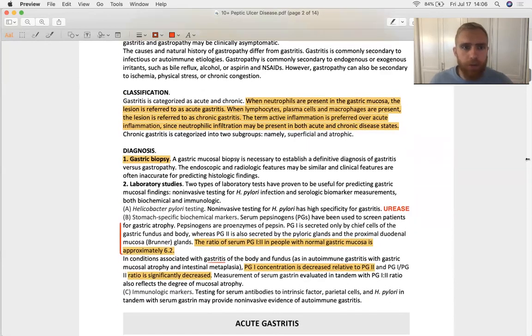Gastritis is most commonly due to Helicobacter pylori, and you can also have an autoimmune gastritis. Gastropathy is typically caused by chemical irritants. Chemical gastropathy is the most common subtype of it, also called a reactive gastropathy.